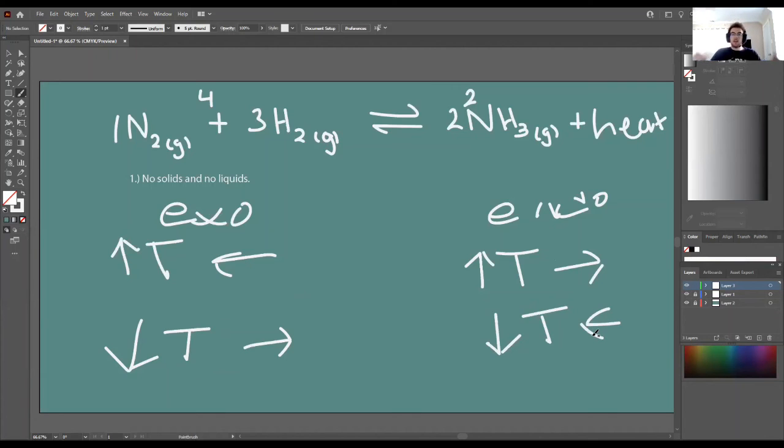And then the last thing is catalysts. There's no shift ever in equilibrium whenever you add a catalyst, it just lowers the activation energy.